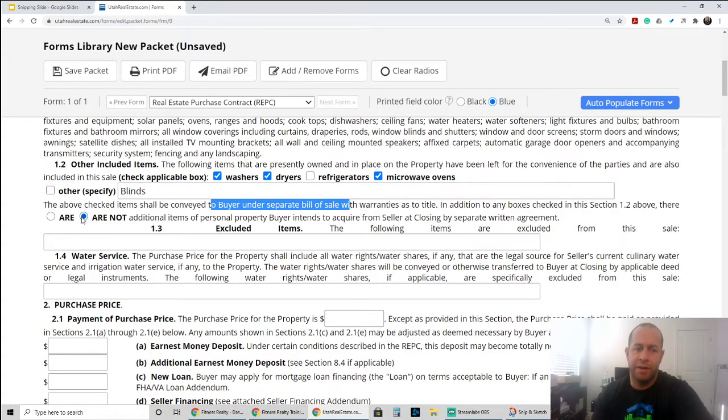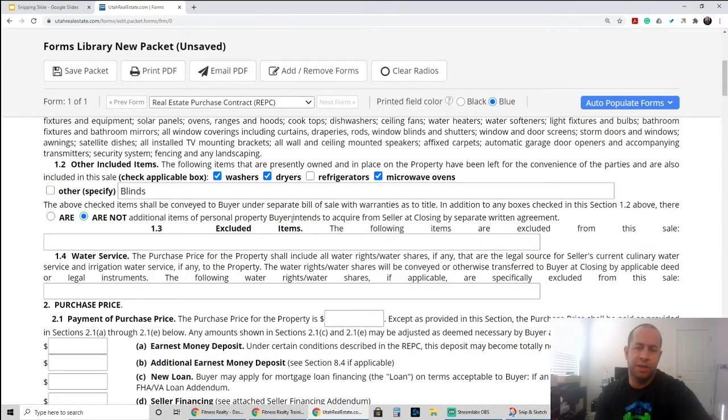So we usually have the box or the circle marked "are not," just for personal property. Lenders like to see if there's personal property being bought through this. They'll want to see the bill of sale and dollar amount and stuff like that. We typically don't run into that very often because people take most of their personal belongings with them.